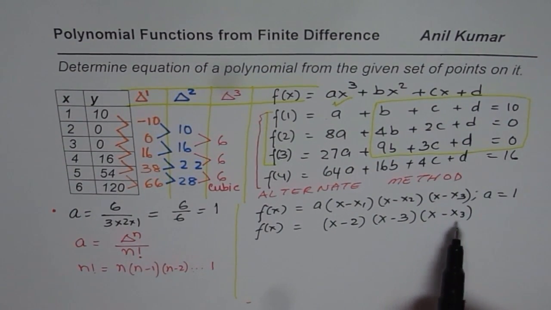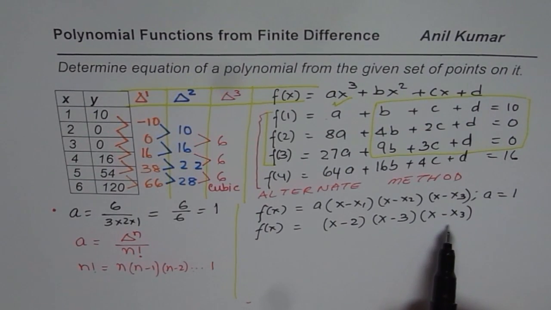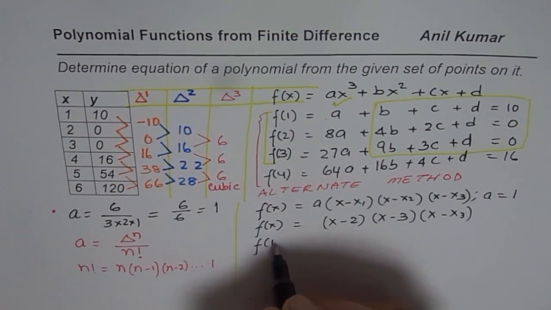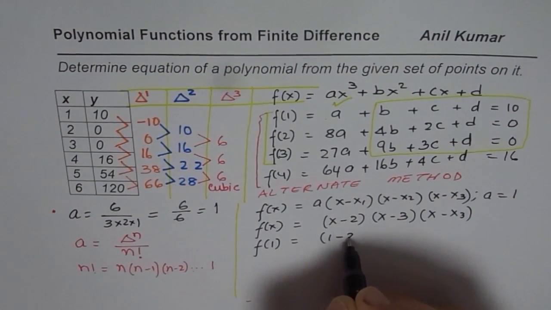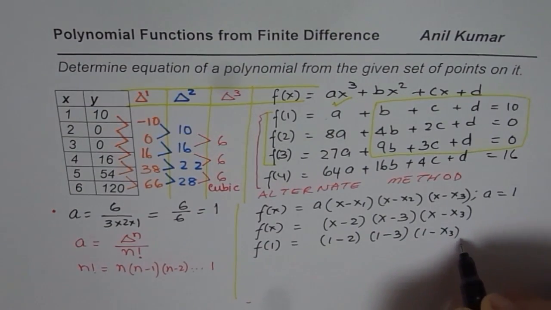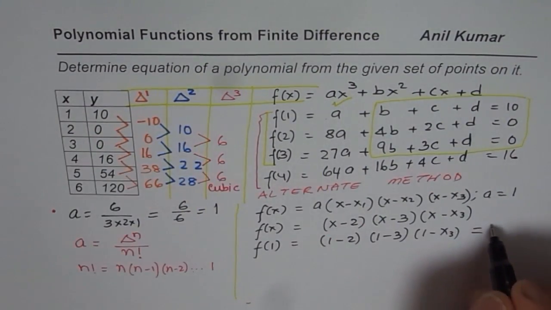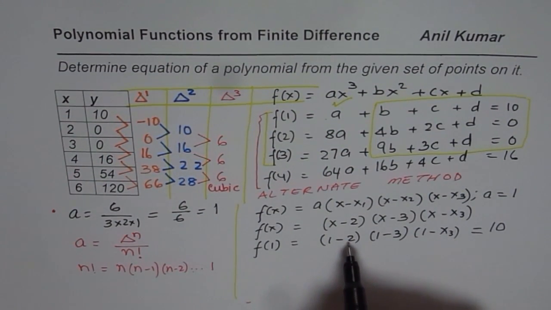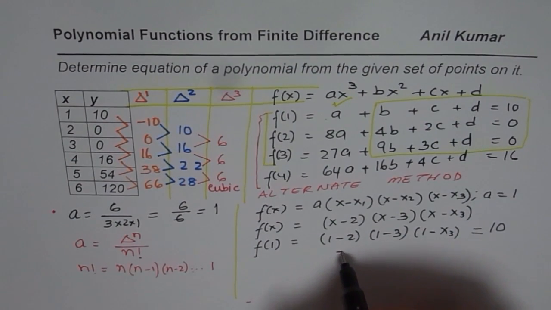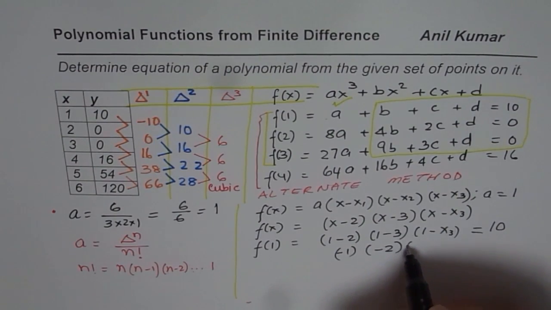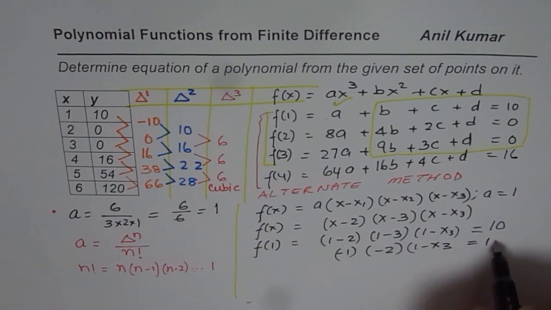Now you need only one thing to find. That means you need to work with just one set of coordinate points. You could use f of 1, which is 10. So we'll write f of 1, replace x with 1 here. 1 minus 2, 1 minus 3, 1 minus x3, the third root, and that should be equal to 10, right? Perfect. Now from here, 1 minus 2 is minus 1, let me write minus 1, okay? And 1 minus 3 is minus 2, okay? And this is 1 minus x3, which is equal to 10, right?